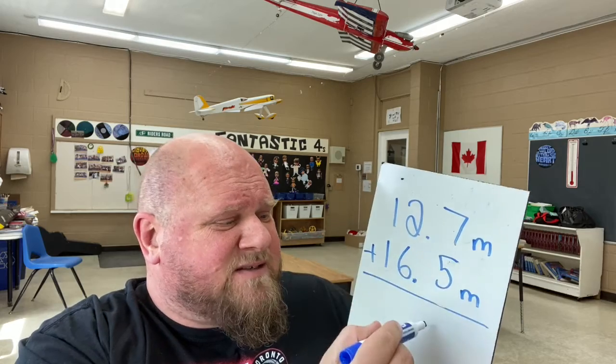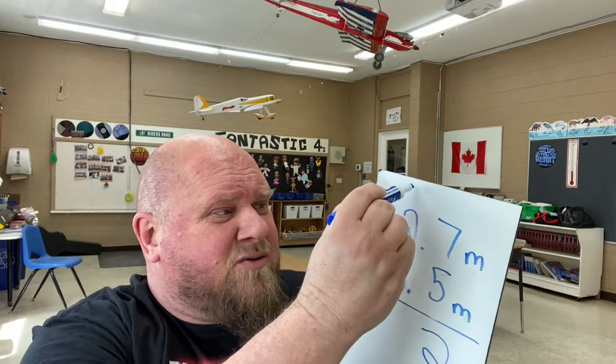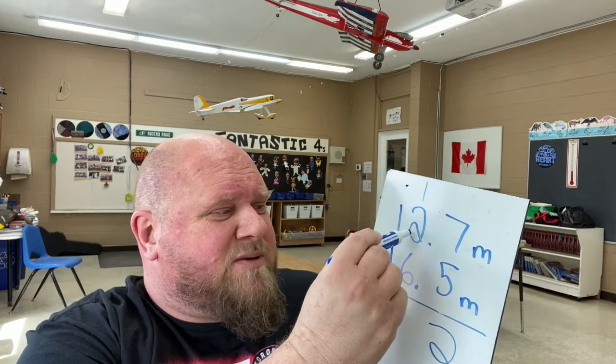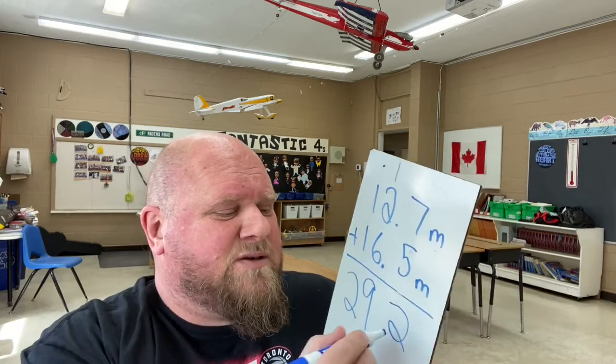So we'll start over here with the tenths. 7 plus 5, 12. This is just like normal. 6 plus 2 plus 1. 1 plus 1 is 2. Then it's very important to put the decimal in the right position. So our answer, 29.2 meters.